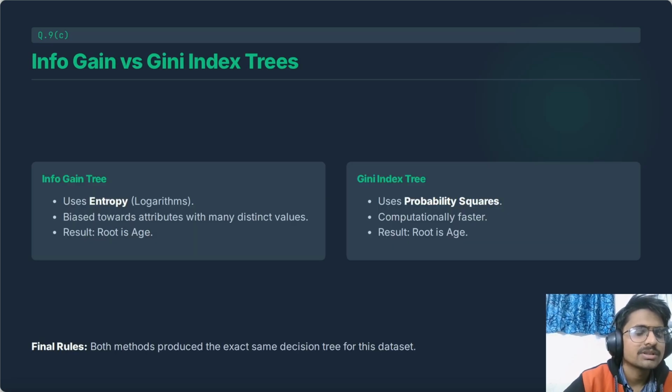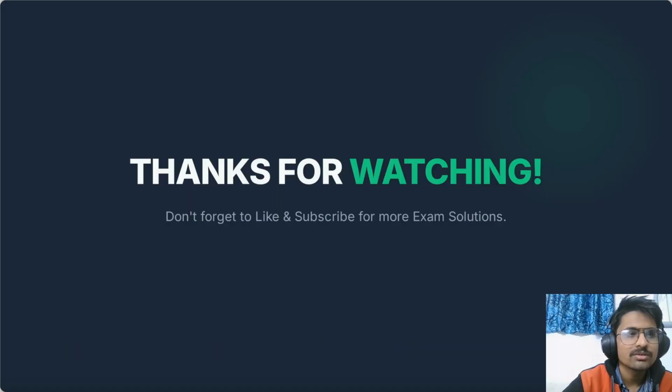So C part for question number 9 is InfoGain versus Gini index tree. So InfoGain tree uses entropy algorithm, biased toward attributes with many distinct values. Result: root is age. So Gini index tree uses probability squared computation, which is faster, and result root is age. So final result, both methods produce the exact same decision tree for this data set. Thank you for watching this video.